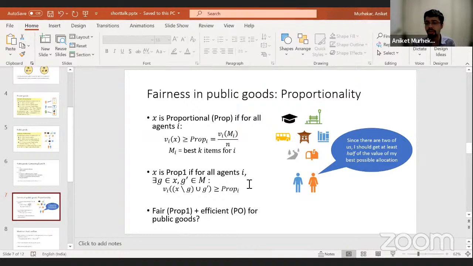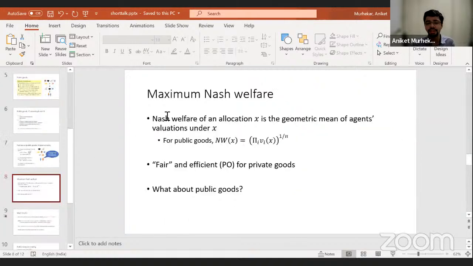Now, such results are known for the private goods setting. A central concept in guaranteeing fair and efficient allocation is the concept of maximum Nash welfare. The Nash welfare of an allocation is simply the geometric mean of agents' valuations under x. So all you do is, given an allocation x, you find out the values that each agent gets under x, you multiply them, and you raise them to the power of 1 over n. It's known that the allocation which maximizes Nash welfare is fair and efficient for private goods. These fairness notions include envy-freeness and also the relaxation of proportionality I mentioned on the previous slide, as appropriately applied to private goods. So a natural question to ask is if the Nash welfare allocation is similarly fair and efficient for public goods.